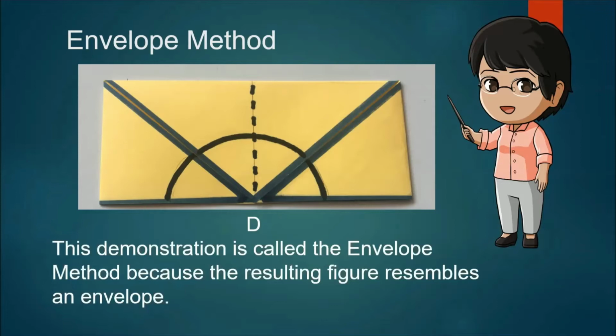This demonstration is called the envelope method because the resulting figure resembles an envelope. And as you can see, the three angles meet at point D and form a linear triple because the union of these three angles is formed on a line. We observe that the sum of the angles in this linear triple is 180 degrees.